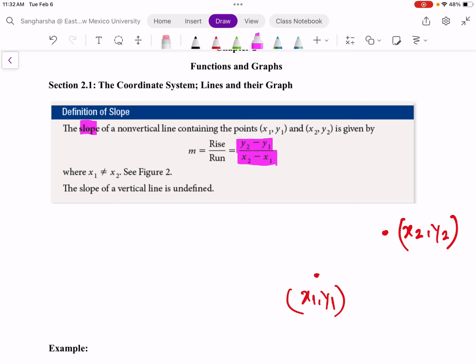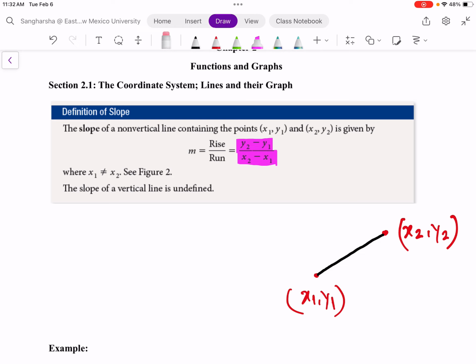Now we have a line joining these two points, a non-vertical line. One point is x1 y1, the other point is x2 y2. Now we measure how inclined this line is, and to measure the steepness of this line, we use a term slope. Slope helps us to know how inclined this line is.